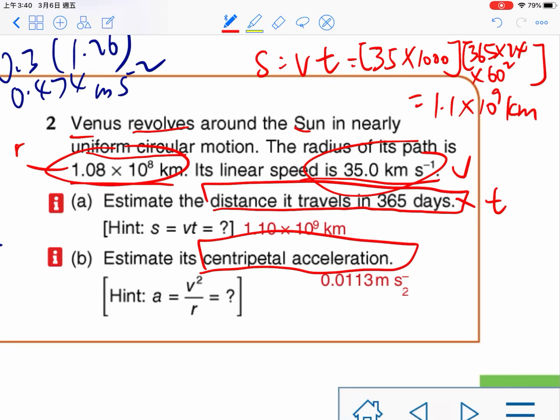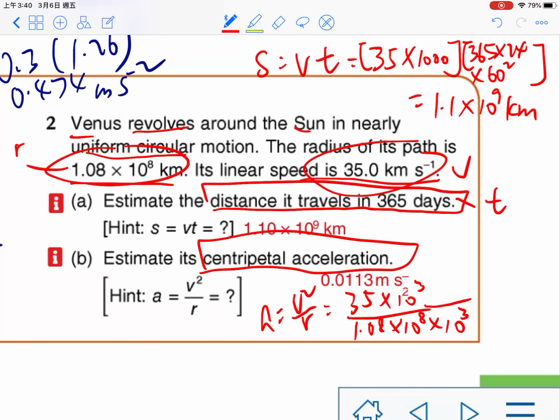Find its centripetal acceleration. A circular motion has a centripetal acceleration. a equals v squared over r. So v is 35 times 10 to the power 3, and r is 1.08 times 10 to the power 8 times 10 to the power 3. Change to meters actually. So we can find out the answer. That is 0.0113 m/s².